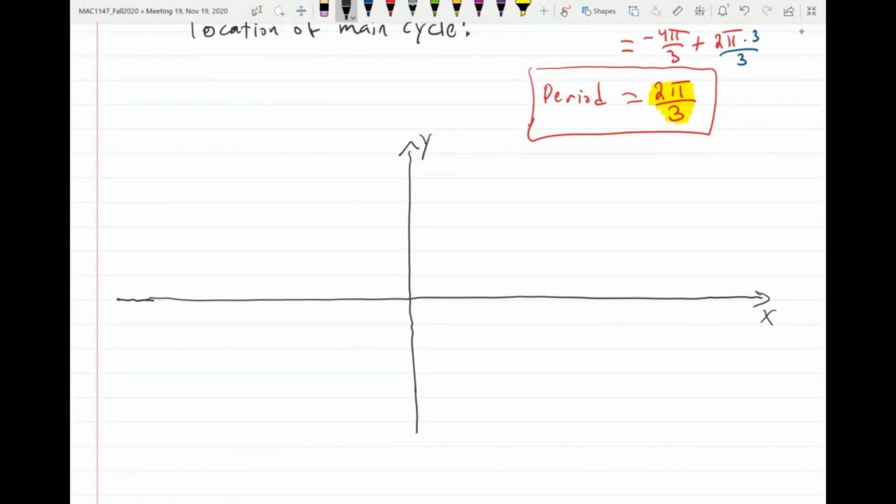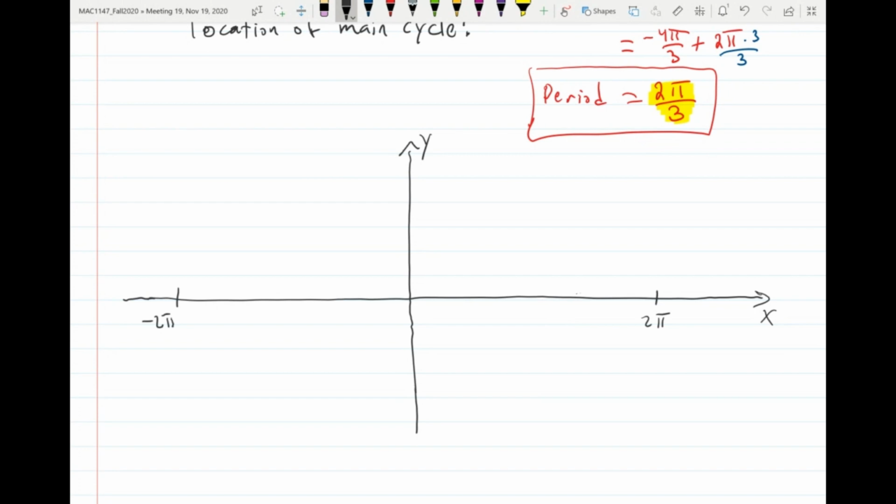So let's declare that 2 pi is this piece. That means that we're going to go 2 pi this way, and then another 2 pi this way. Actually, I should make it bigger. Let's say that by 2 pi we mean this big part. So negative 2 pi is going to be here.